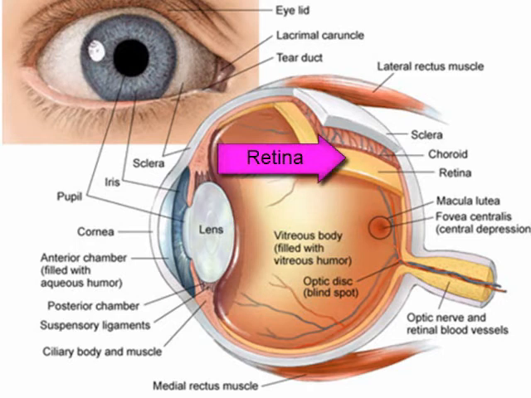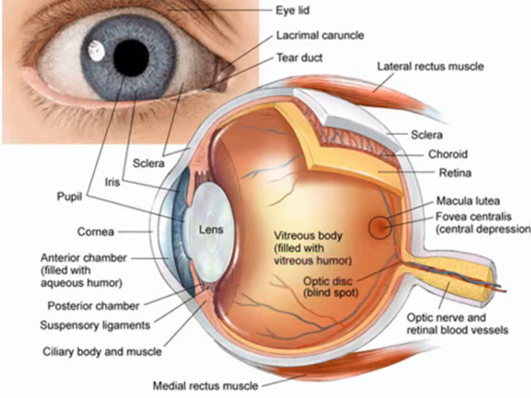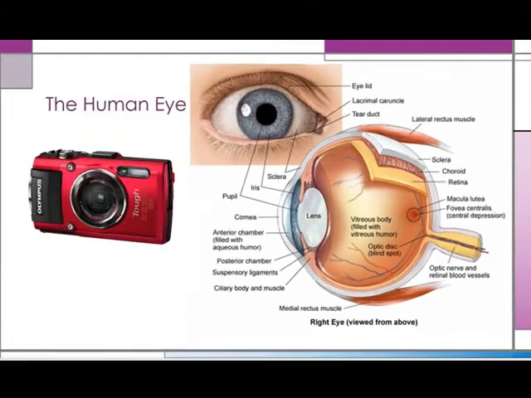Light focused by the cornea and lens then reaches the retina, which is the light-sensitive inner lining of the back of the eye. The retina acts like an electronic image sensor of a digital camera. It changes optical images into electronic signals. The optic nerve then sends these signals to the visual cortex, which is the part of the brain that controls our sense of sight.